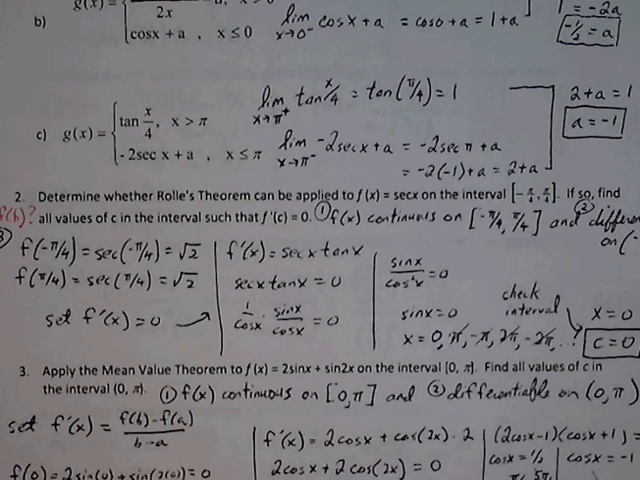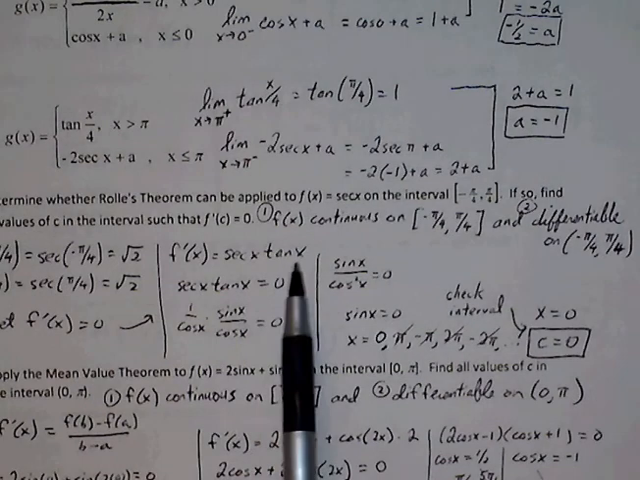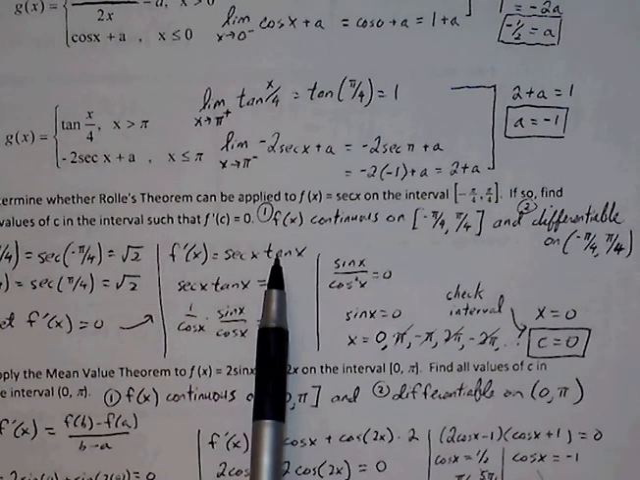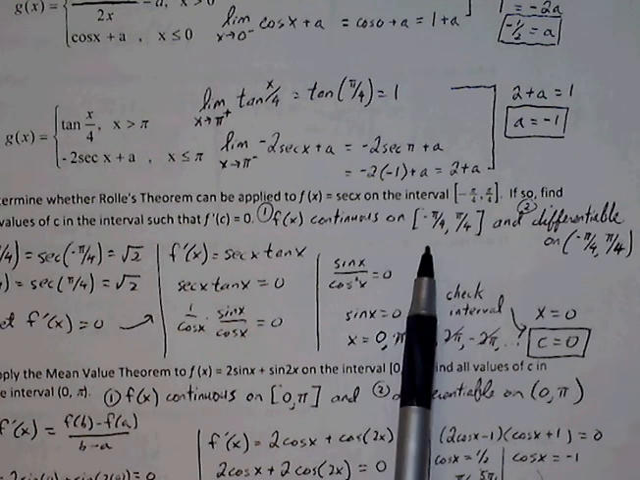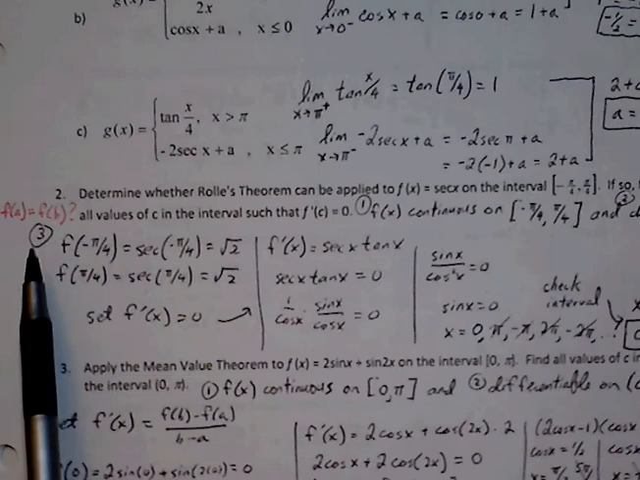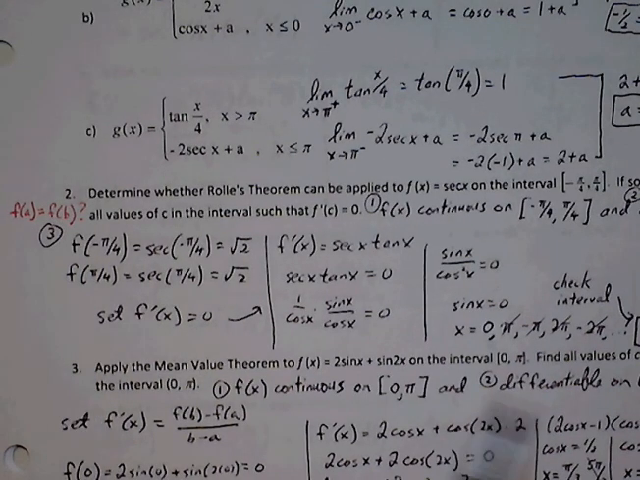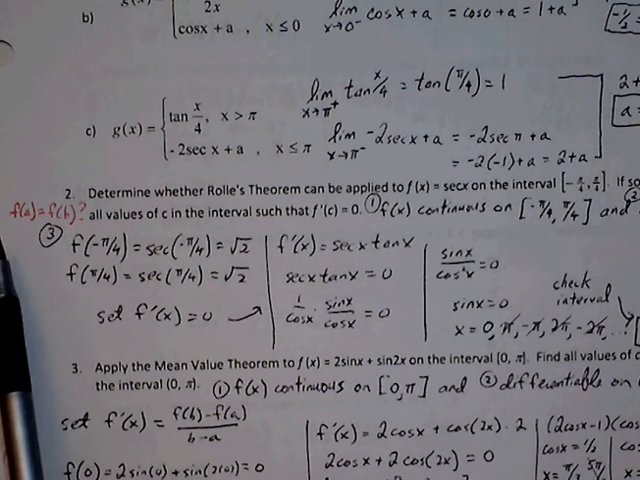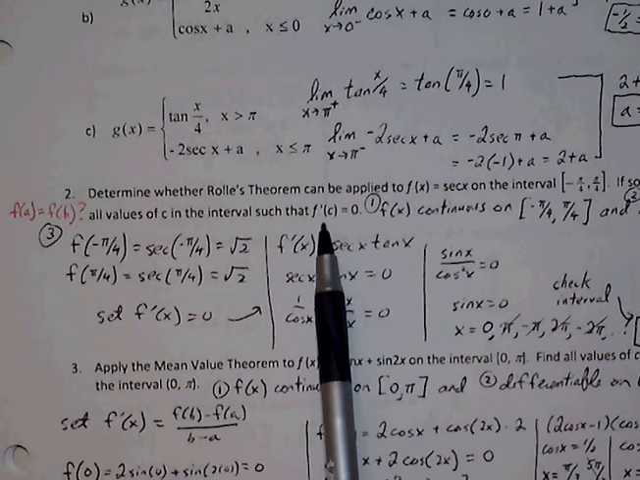So three conditions for Rolle's theorem we have to pay attention to. First, is the function continuous on the closed interval between our endpoints? And is the function differentiable on the open interval between the endpoints? And finally, do the endpoints equal each other? Okay, so all three conditions have to pass in order for Rolle's theorem to apply. And if all three conditions pass, then we can guarantee that there's a point between the endpoints where f prime of c is equal to 0.